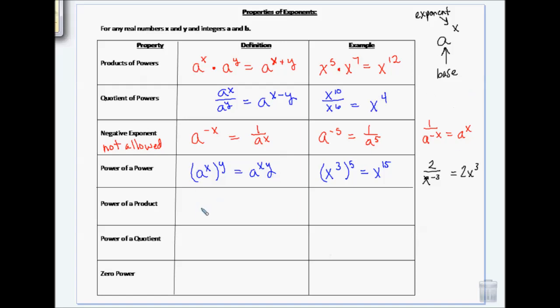Power of a product. You multiply whatever exponent is in here. So if it's just a 1, you multiply times 1. In my example, if I have, say, 2x squared raised to the third, that's going to be 2 to the third x to the 6th, which is going to be 8x to the 6th.